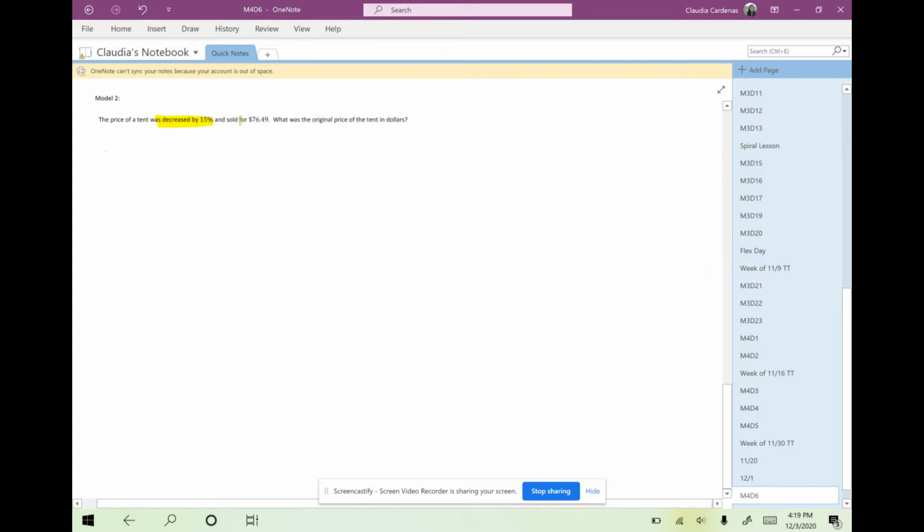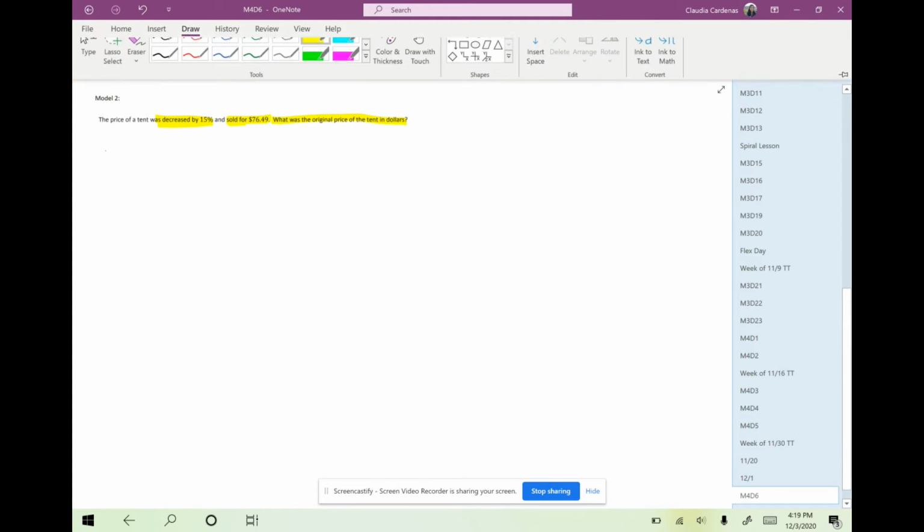The tent then sold for $76.49, right? After the decrease, it now is on a discount for $76.49. So it could be a part or it could be a total. But again, we need to do some more investigating to know for sure. And the question is asking, what was the original price of the tent in dollars? So it also is looking for the original price or that starting price. So again, this could be the total or the part. So we're going to draw out double number lines to find out for sure.